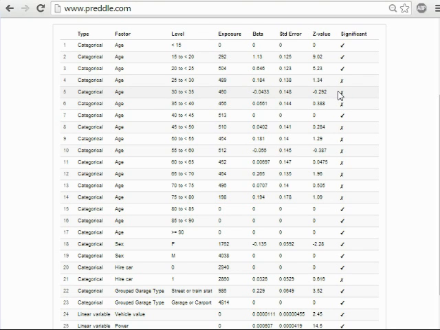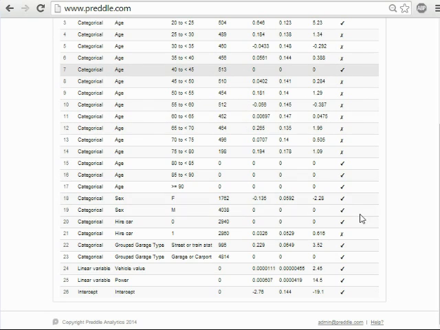Now, in the case of garage type, the base level was garage. We grouped that with carport, and street or train station or dot effectively is significantly different from garage or carport.